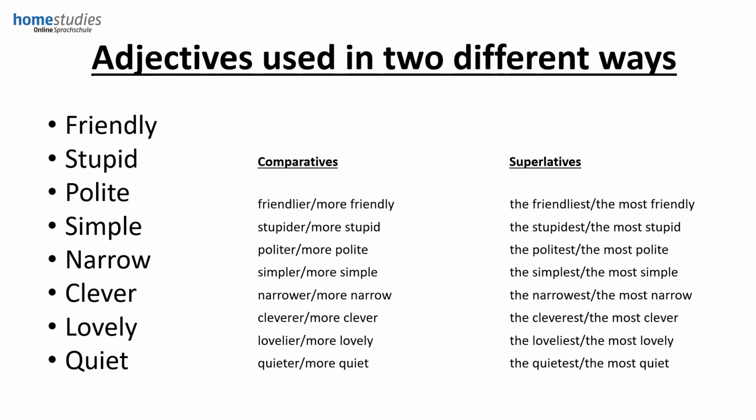Now let's have a look at the word clever. So we could say cleverer than, or more clever than. Now, if we are using a superlative form, if we use the word, for example, narrow, we could say the narrowest or the most narrow. If we use the word lovely, we would say the loveliest, or we could say the most lovely. So there are some adjectives that can be used in two different ways, in the comparative form and the superlative form.